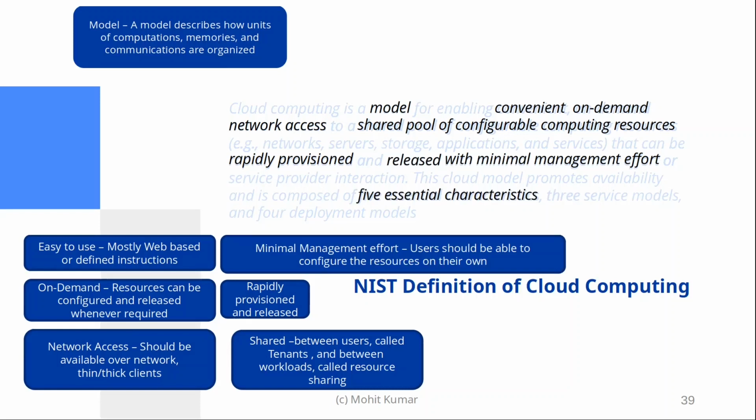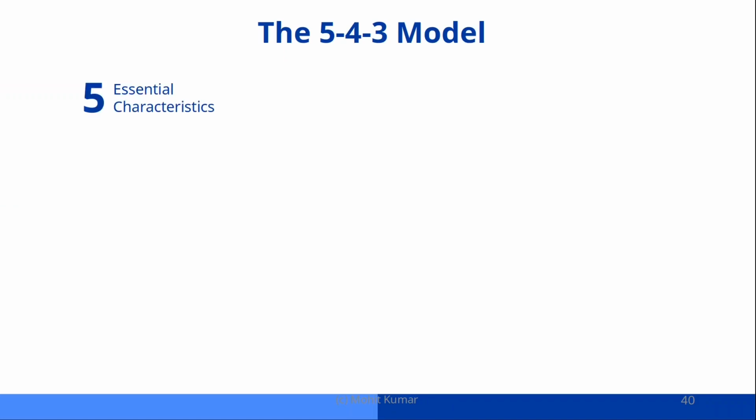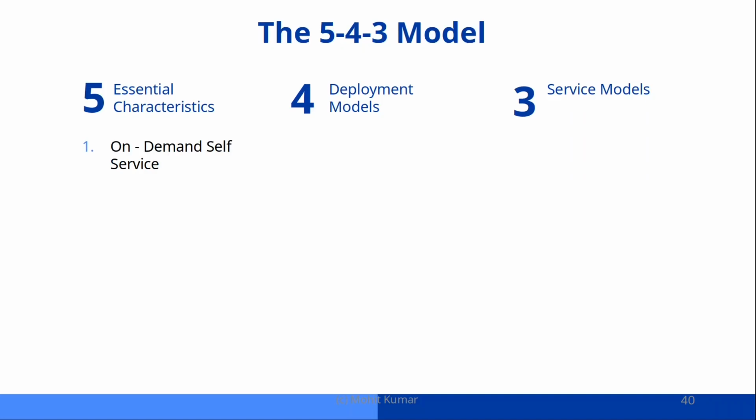And it has 5 essential characteristics, 3 service models and 4 deployment models. Now this is very important. It is called the 5-4-3 model, and I will explain now what this 5-4-3 model is. So 5 essential characteristics means cloud computing has 5 characteristics. And 4 deployment models means cloud computing can be deployed in 4 ways. 3 service models means cloud computing has 3 types of services. Broadly, you can classify every service into these 3 types.